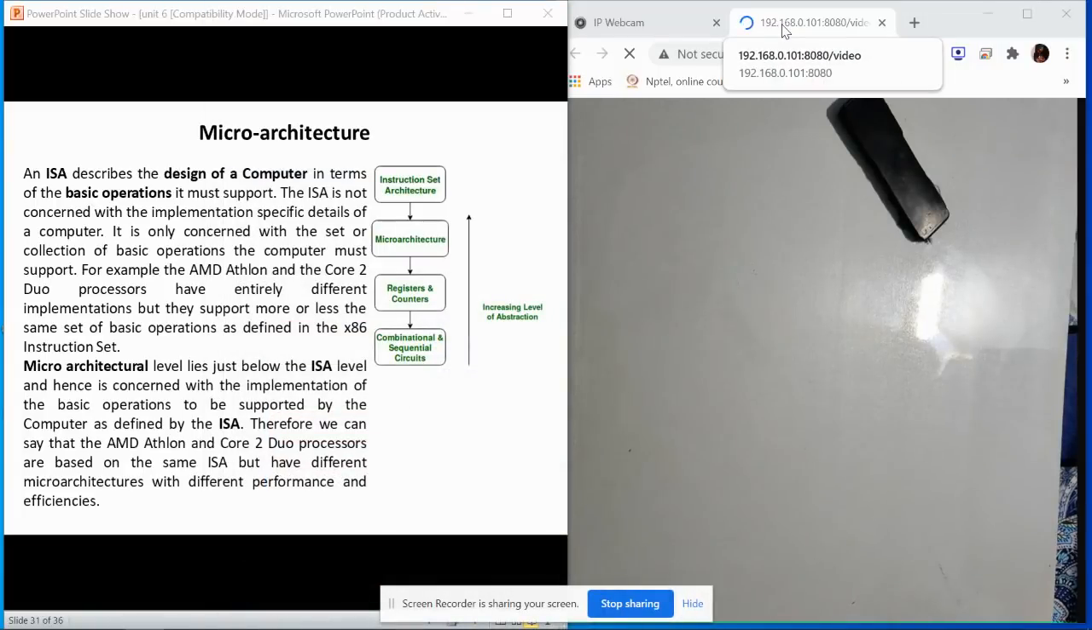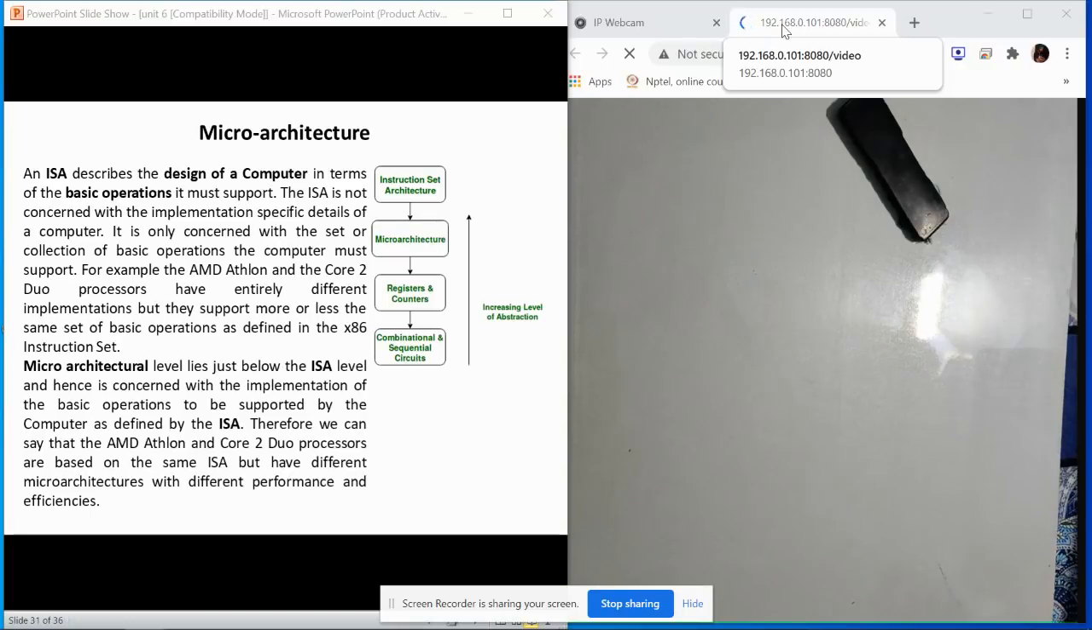Hello everyone. Our today's topic is related to microarchitecture of the computer. So we are going to discuss the different instruction set architectures which we have in our computers. In this architecture, first of all, we have the instruction set architecture. Then we come to the microarchitecture, which is at the instruction level. Then there we have registers and counters, and then we have combinational and sequential circuits.